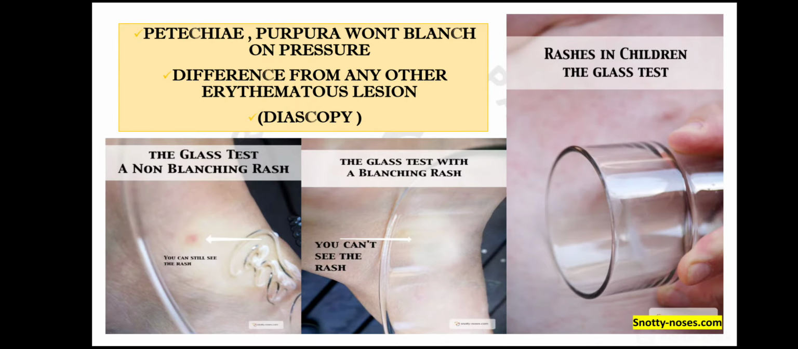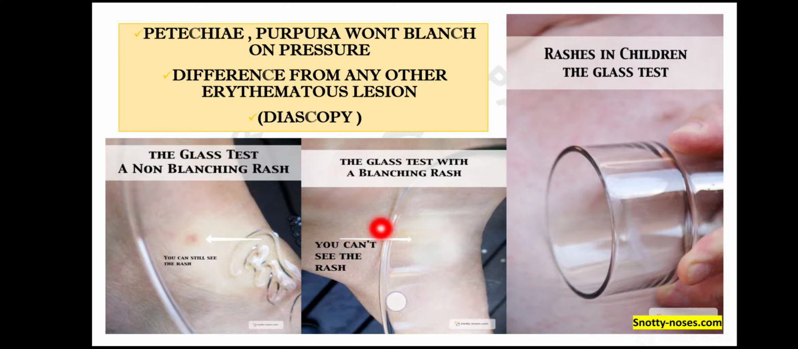The petechiae and purpura are formed because of extravasated RBCs and a defect in the hemostatic mechanisms, and these erythematous lesions are generally formed when there is increased blood flow in the blood vessels. So for this, there is a test known as diascopy or the glass test. So what do we do in this?